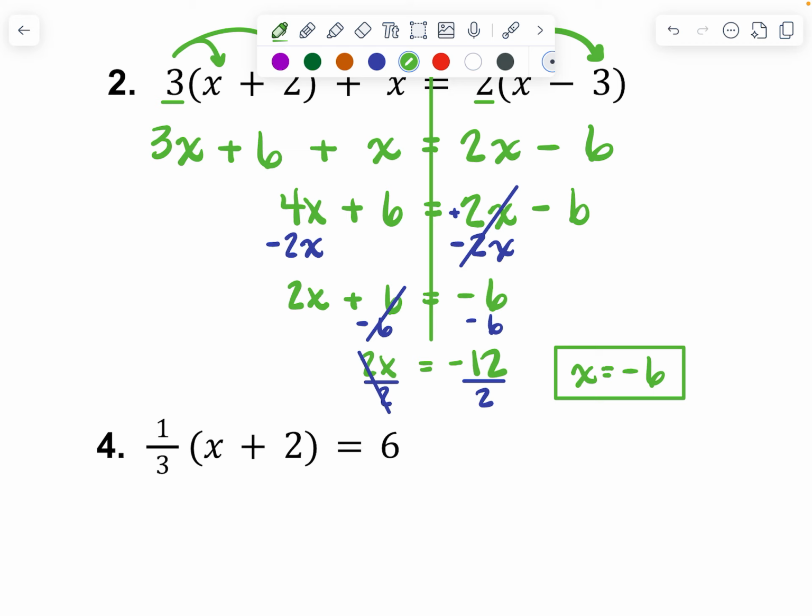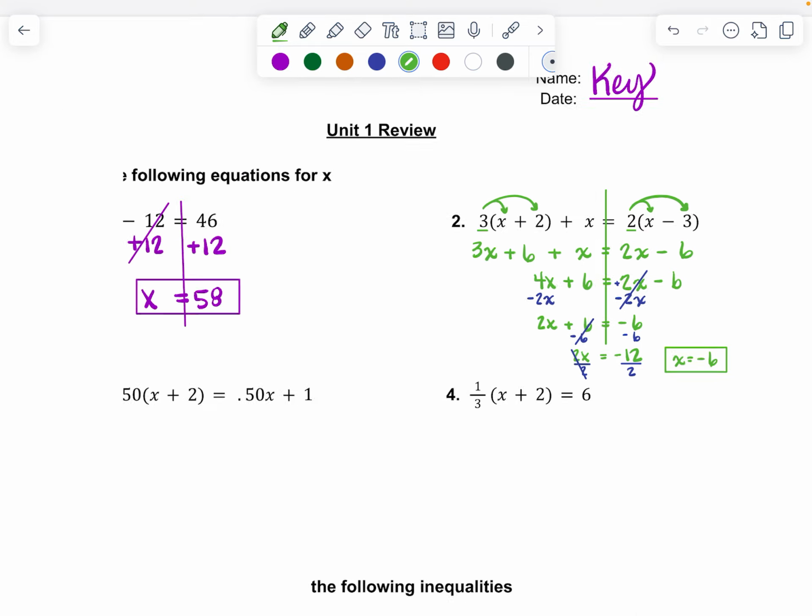A very multi-step equation, but it's the same steps every time. Get rid of the parentheses by distributing. Combine like terms. Get all your x's to one side. Get all of your constants to the other. And then divide by the coefficient in front of the x. It's the same steps over and over and over again.